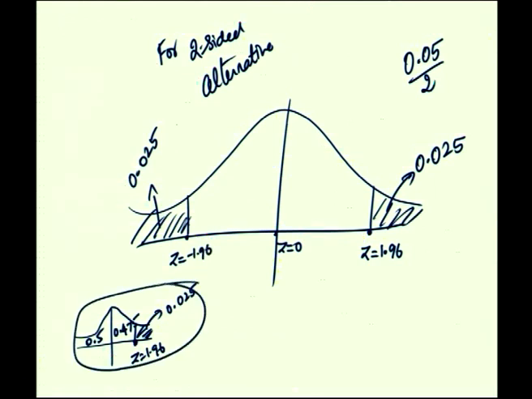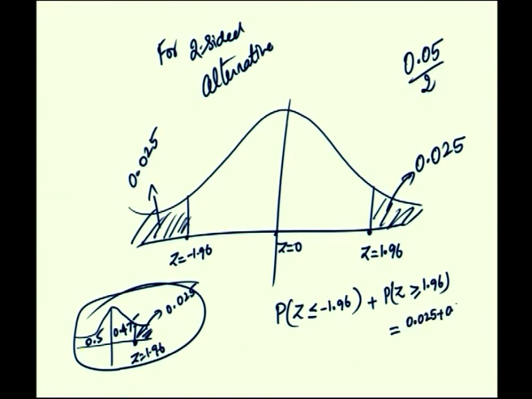Now, actually I have drawn this diagram only for spotting out z value. Okay. Actual diagram is 0.025 on both sides. So, z is greater than or equal to 1.96 and less than or equal to minus 1.96, the total value is 0.05. So, we write it as P of z less than or equal to minus 1.96 plus P of z greater than or equal to 1.96 is equal to 0.025 plus 0.025 is equal to 0.05. That is what is your alpha value, right?